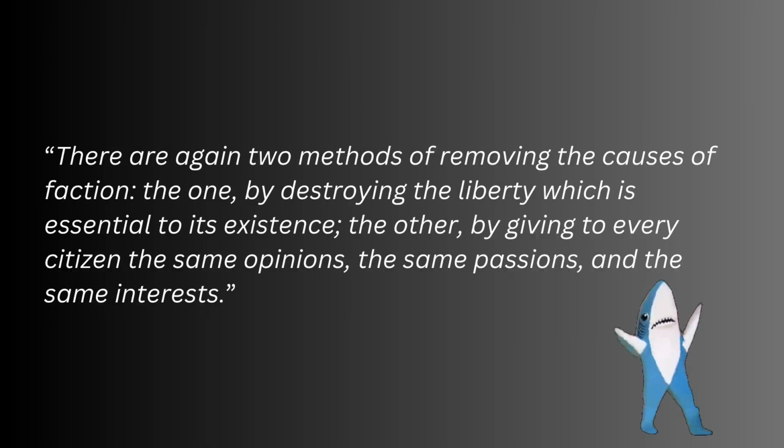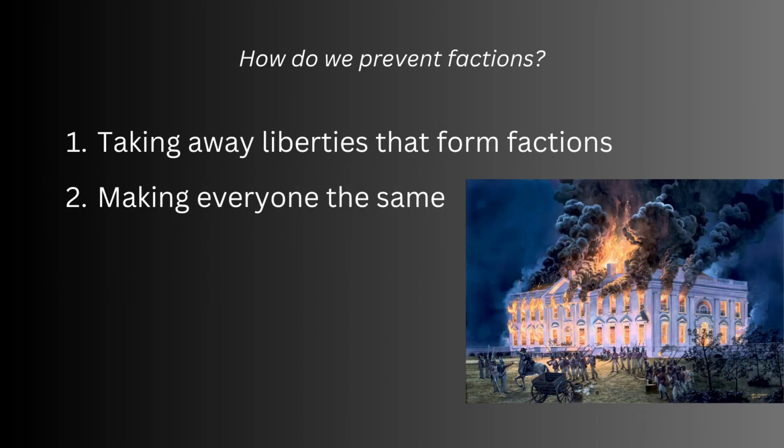Here we find that there are again two methods of removing the causes of faction. "The one by destroying the liberty which is essential to its existence, the other by giving to every citizen the same opinions, the same passions, and the same interests." So, to shut down the creation of factions, we must either deprive the people of their freedom, or we must render it so that no one ever disagrees about anything. Madison says that the first option would be a cure worse than the disease.